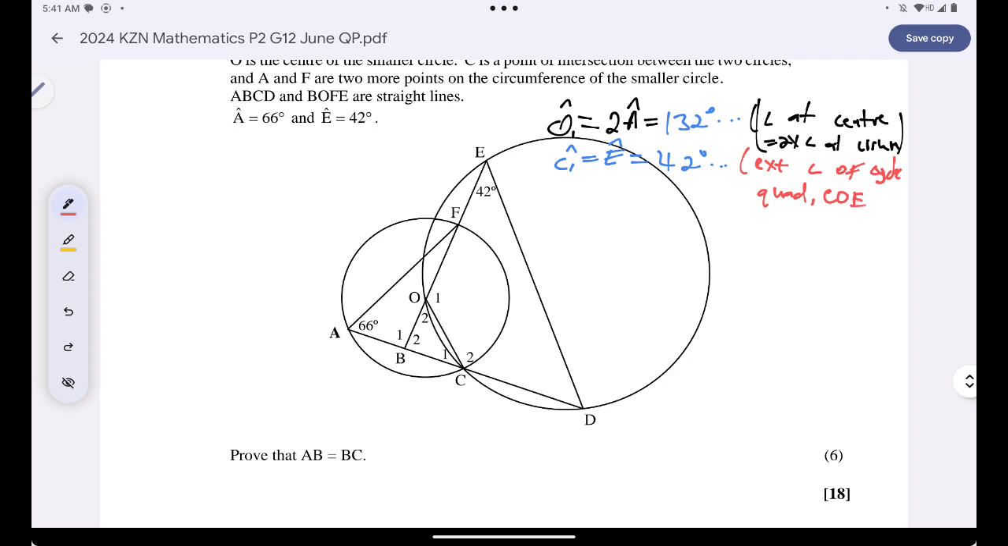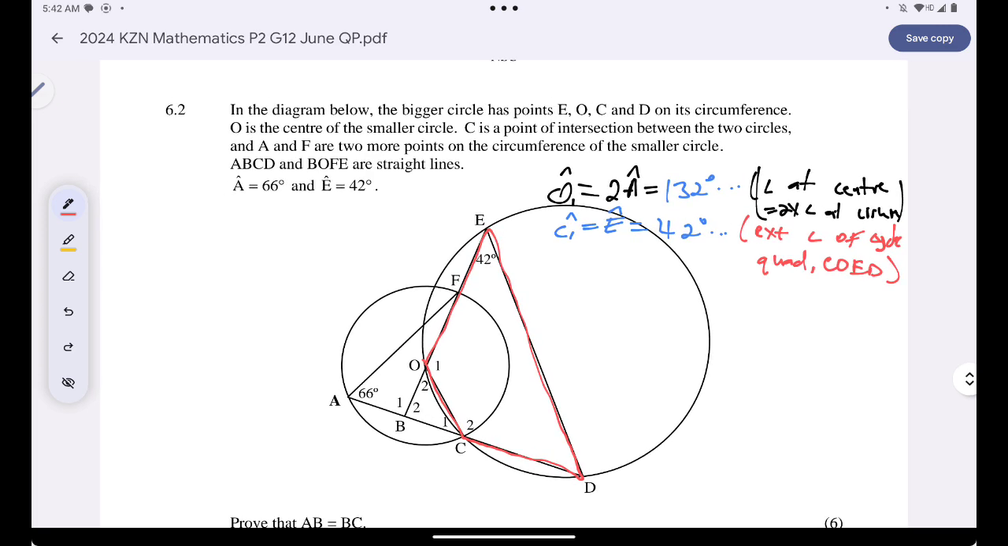Alright, together. We have a four-sided shape, and our bigger circle touches all the vertices of that four-sided shape. They don't have to tell us that it's a cyclic quad. It is a cyclic quad. So if it's a cyclic quad, it simply means that this angle and this one are equal, because it's an exterior angle of a cyclic quad. Are we together?